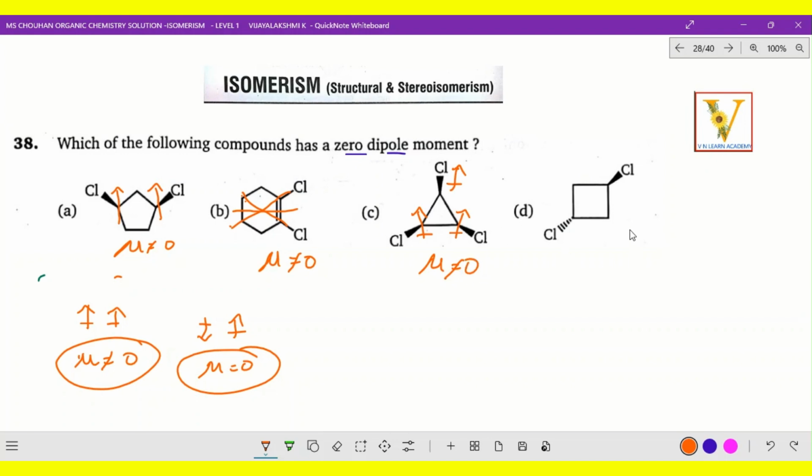Very simple question. And the last, finally, we are coming to the conclusion. Here the dipole direction goes upwards, whereas here it is a dash position, so it goes downwards. See, upwards and downwards, so it is equal to 0. They are asking which of the following has zero dipole moment, so mu is equal to 0. Which is the correct option? Option D is the correct option.